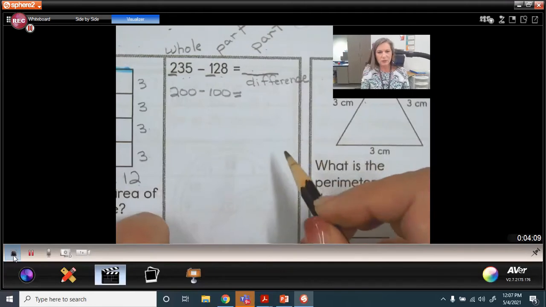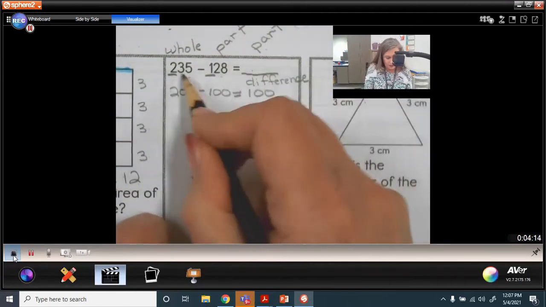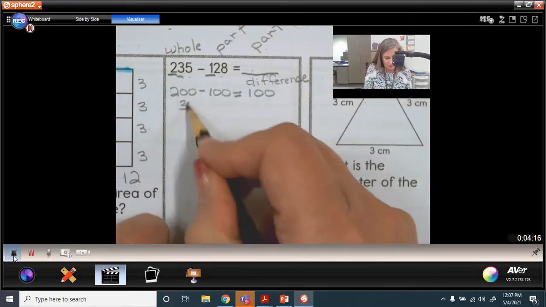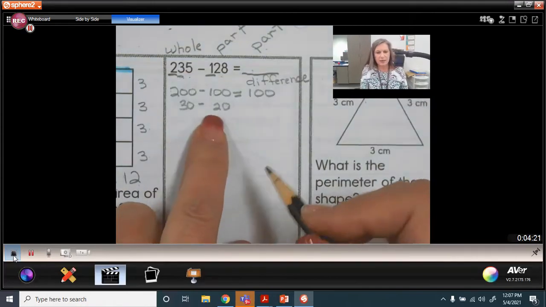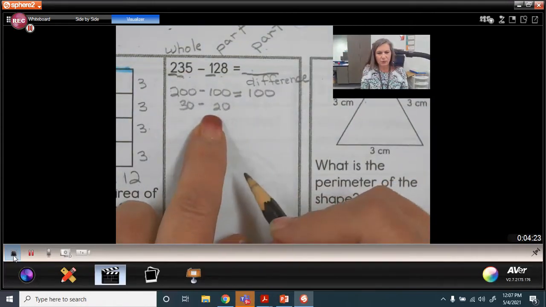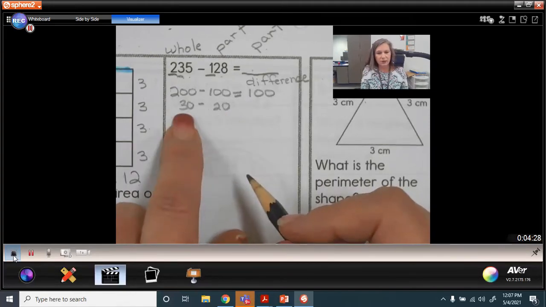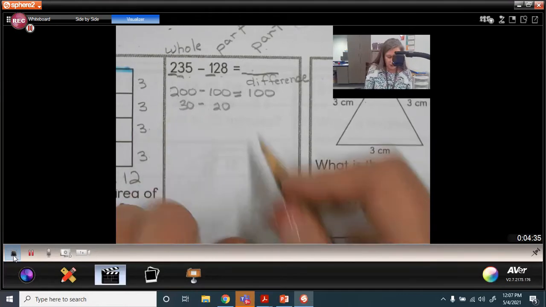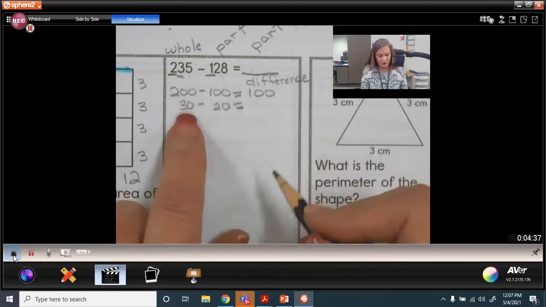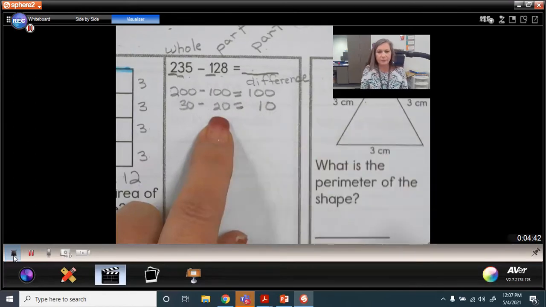So 200 minus 100 is 100. I have my tens, which is 30 minus 20. I look to make sure that I can subtract and I don't have to borrow and regroup. Can I subtract 20 from this 30? Do I have enough to subtract? So yes, there are enough to subtract. So when I take 30 and I subtract 20, I get a difference of 10.